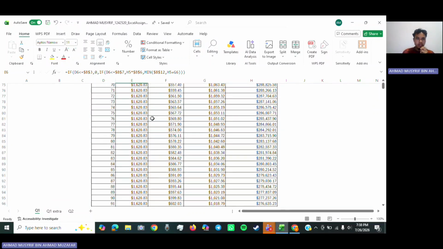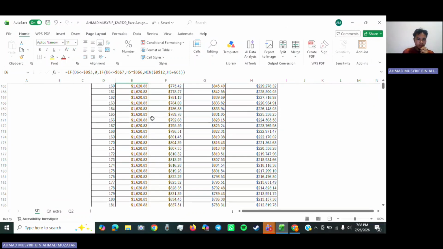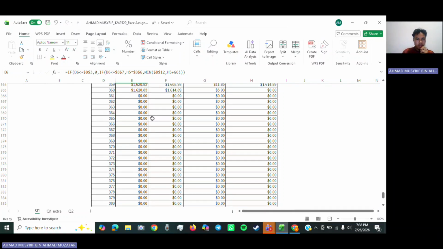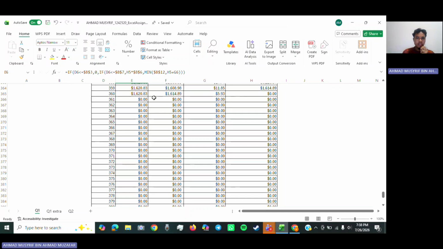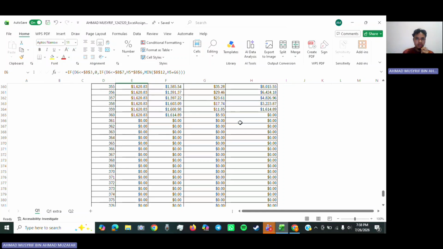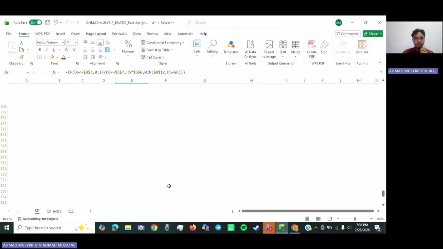So here are the results. We will stop at 360 because the minimum value of this is smaller than this value, so we will take this value.